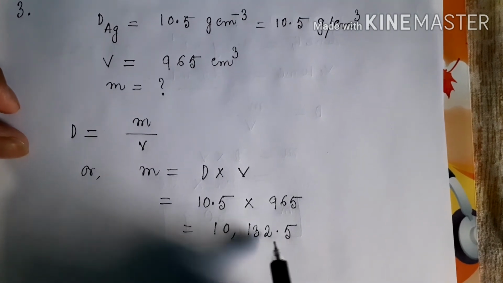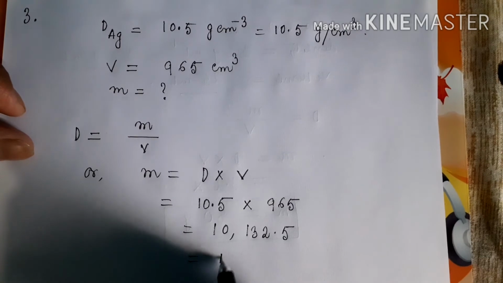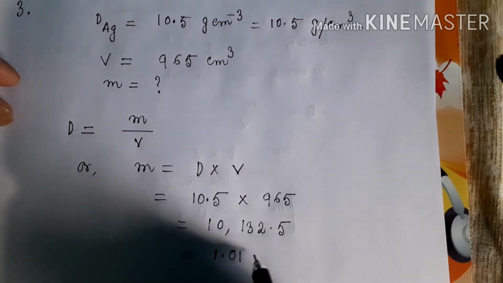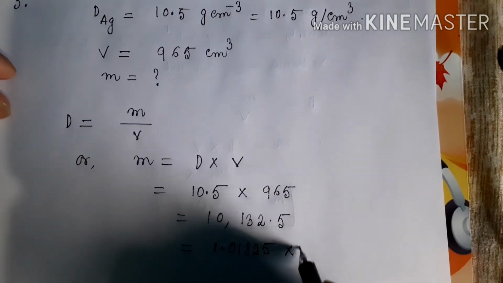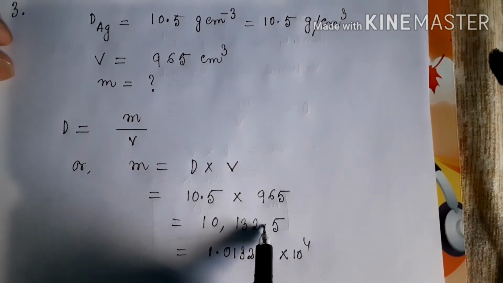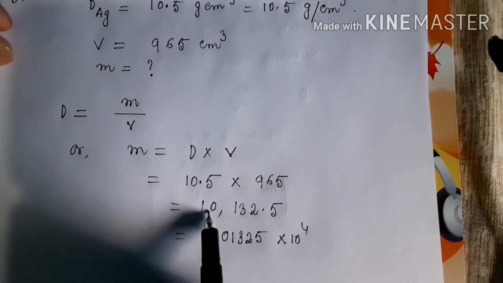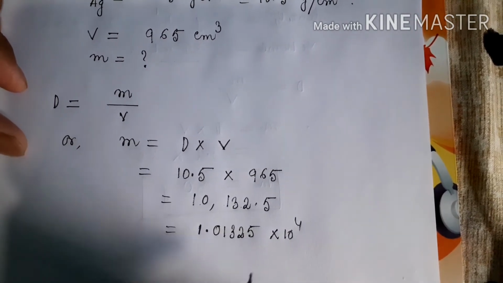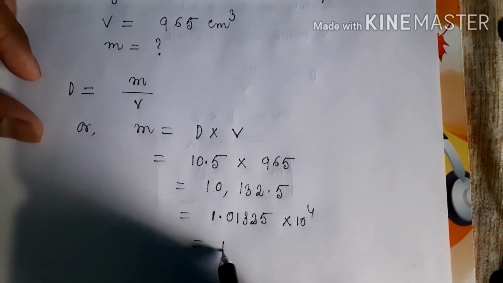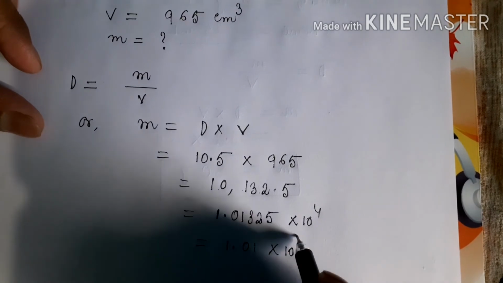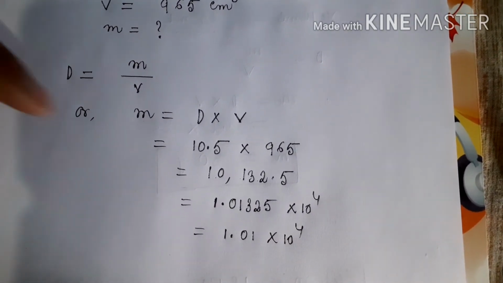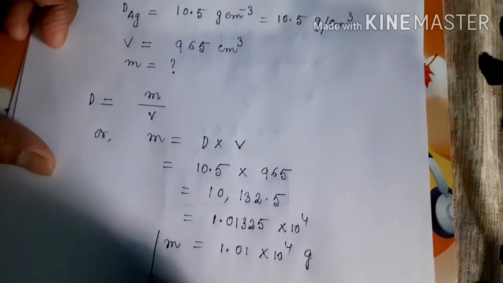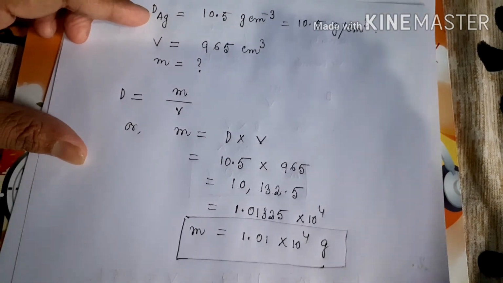If you want to write this in 10 to the power something, then definitely this answer will be 0.01325 into 10 to the power 4, because I am just shifting this point here, 1, 2, 3 and then 4. So 4 units in the left side I am just shifting that one. So 10 to the power 4 is coming here. Okay, so in this way you can write down that one, or simply you can write down 1.01 into 10 to the power 4. Okay, what will be the unit of that one? Mass you are writing. So definitely the gram or g will be the unit of that one. So mass of this one is coming this.